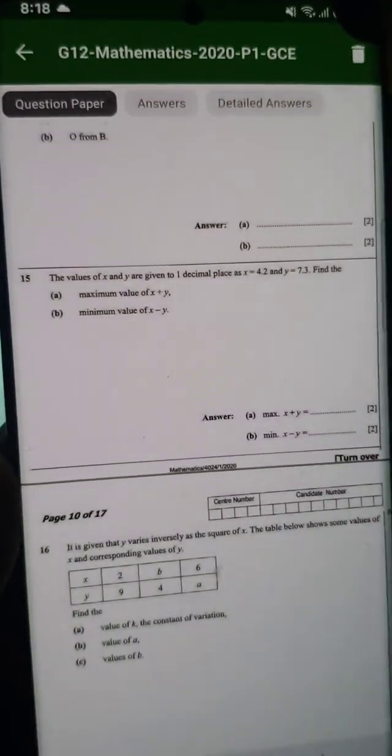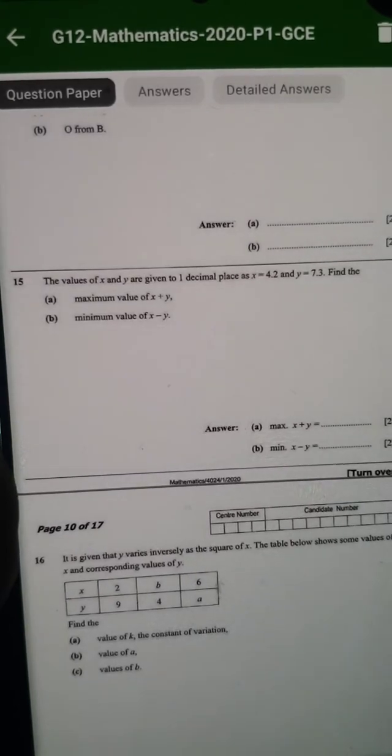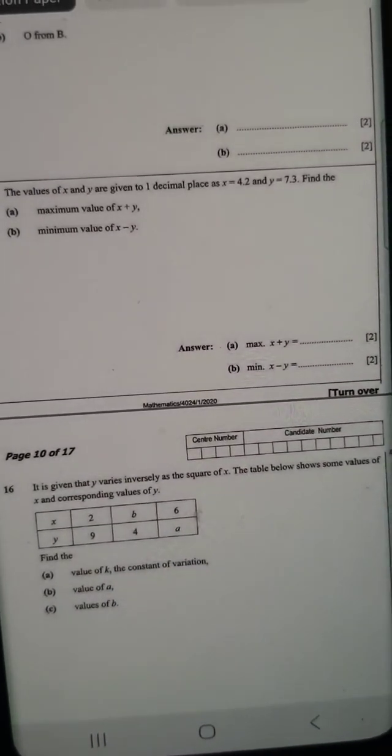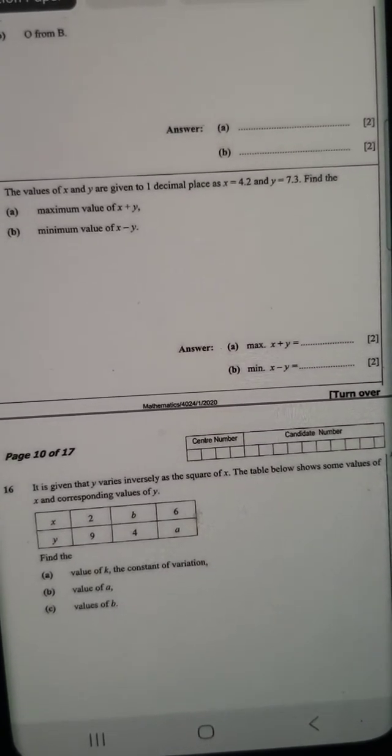Look, it's saying the values of x and y are given to one decimal place. x is equal to 4.2, y is equal to 7.3. So, x is equal to 4.2 and y is equal to 7.3.